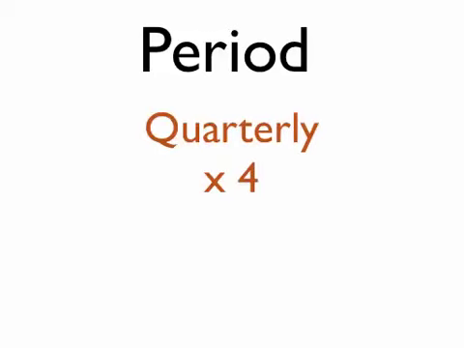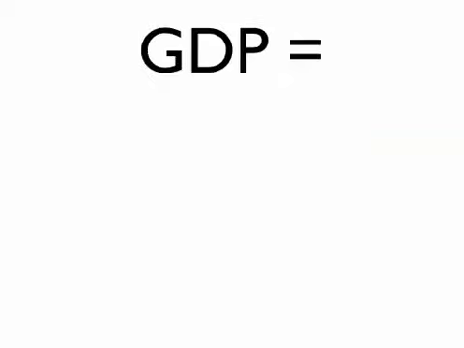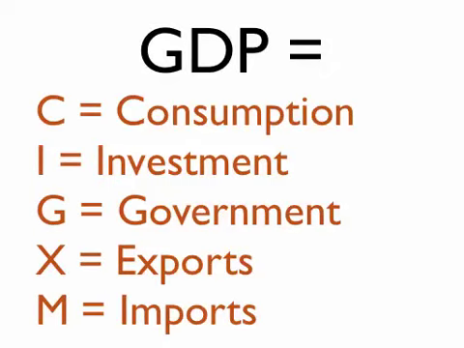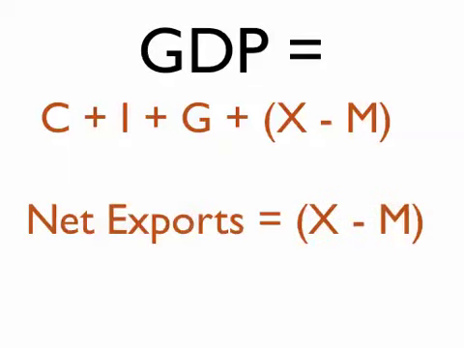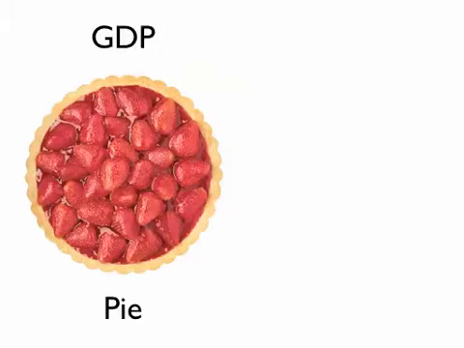We also consider the period. Typically GDP is estimated on a quarterly basis and it's multiplied times 4 in order to express it on an annualized basis. The formula for GDP is consumption plus investment plus government expenditures plus exports minus imports, or the equation looks something like this: C plus I plus G plus X minus M. Remember, net exports are the X minus M variables.